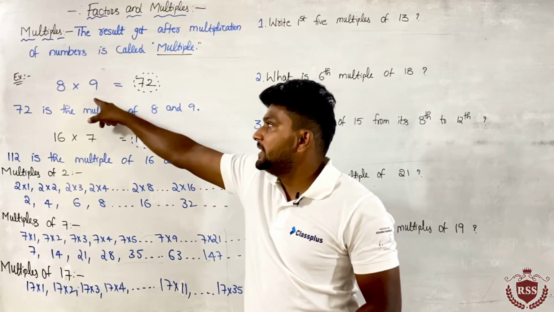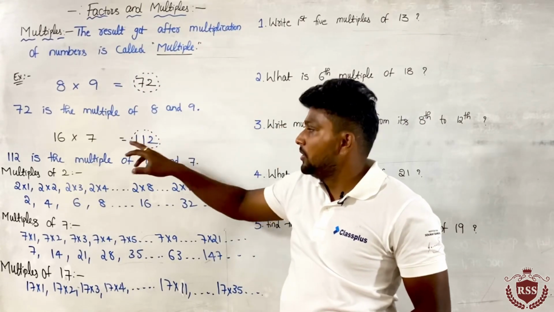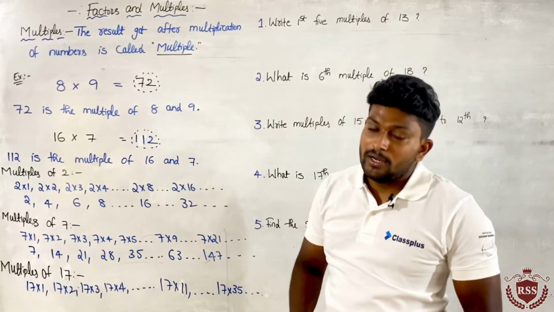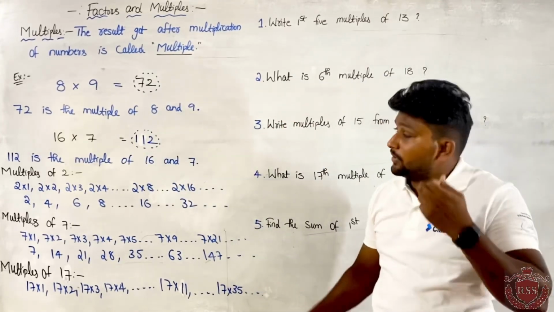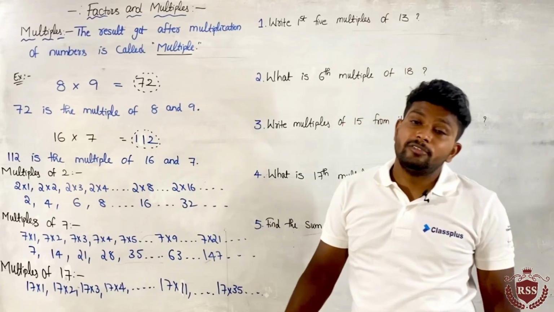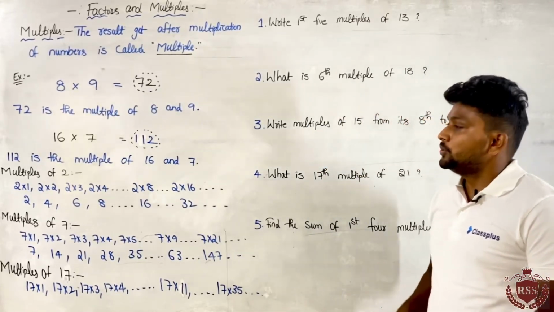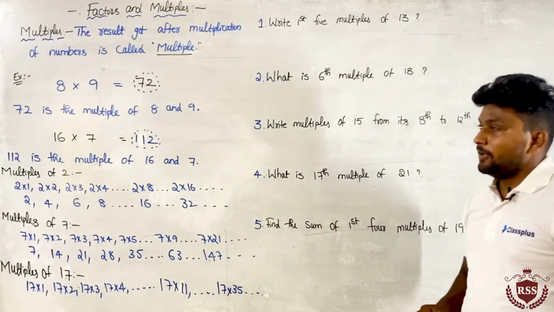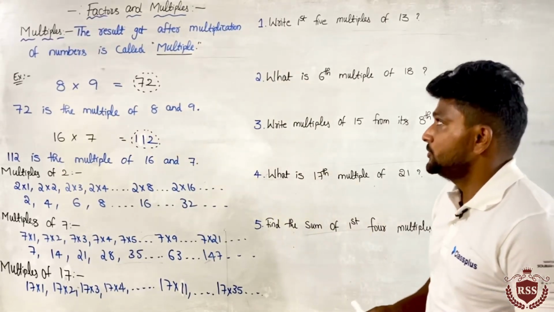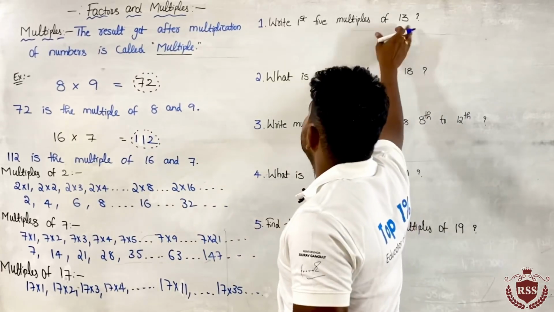So ఇక్కడ చూడండి, 8 9s are 72. 72 is the multiple. 16 7s are 112. 112 is the multiple of 16 and 7. Okay, next coming to the questions related to multiples. Multiples బేస్ చేసుకొని క్వశ్చన్స్ ఉన్నాయి మనకు. First 5 multiples of 13.